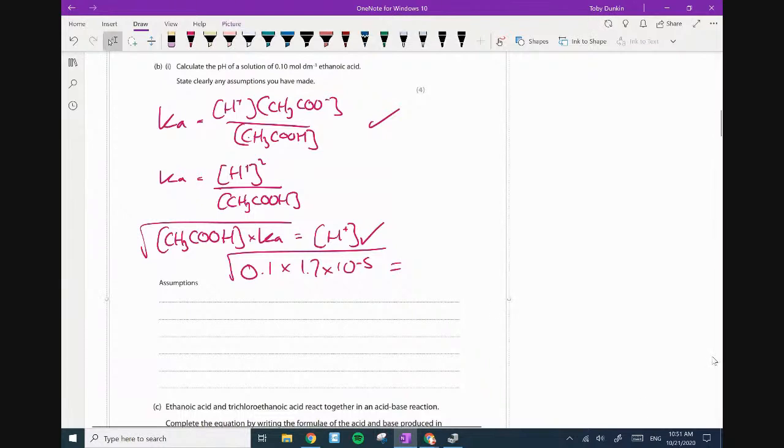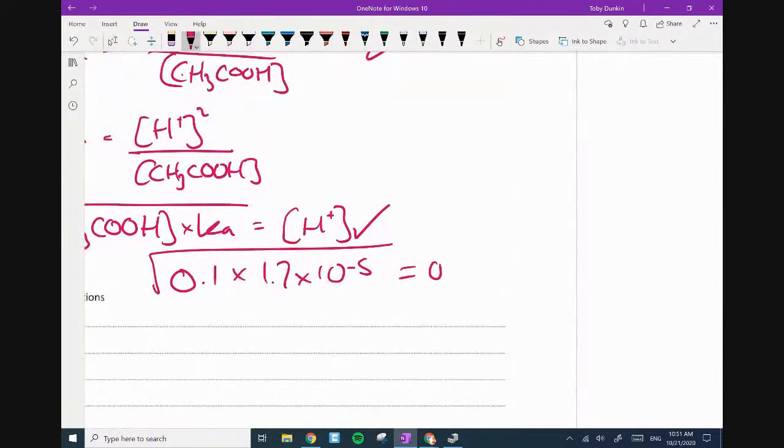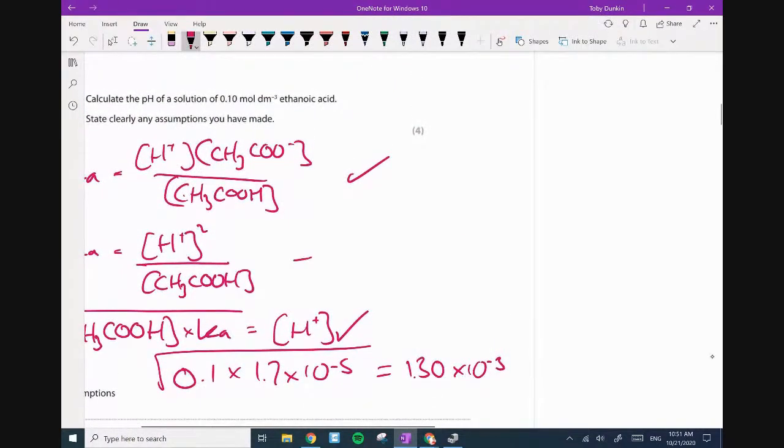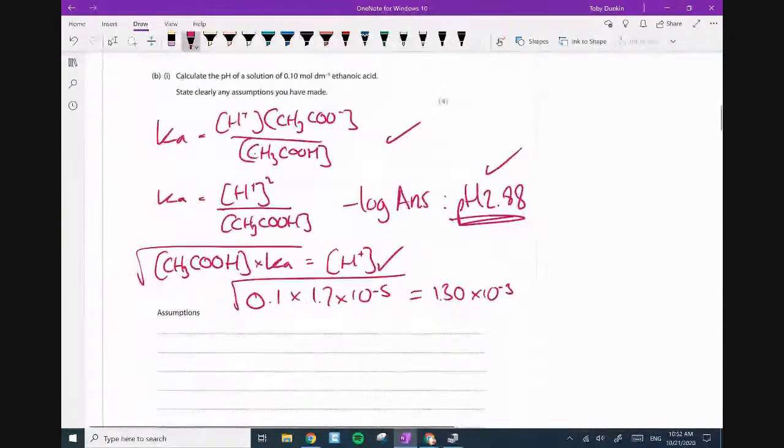So on with my calculator, 0.1 multiplied by 1.7 exponential minus 5. Root answer. 1 mark for this guy. 1.30 times 10 to the minus 3, minus log answer, and I get a pH of 2.88. And I'm done. 1 mark for the final answer.